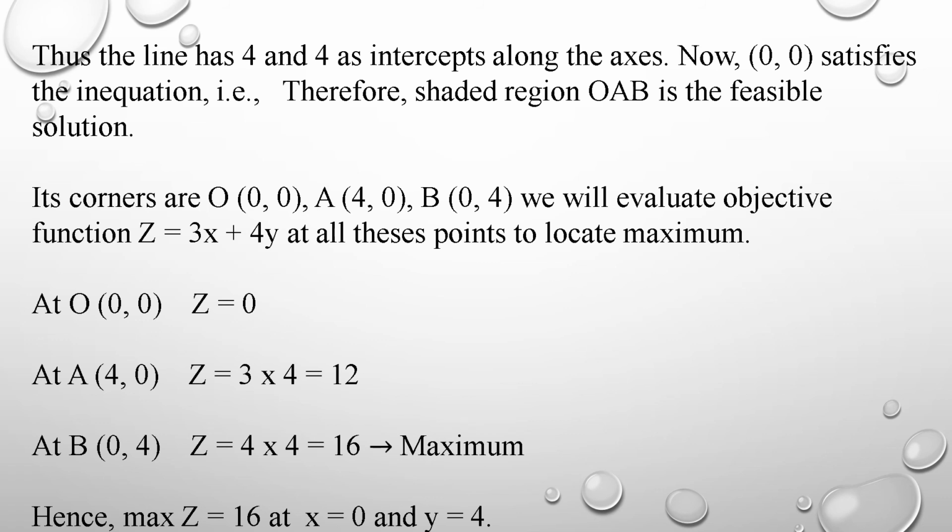Now at O(0,0) you find Z = 0. Place x and y both 0, Z will be 0. At A, that is (4,0), Z will be 12, and at B(0,4), Z will be equal to 16. Now you were supposed to find the maximum value and it is coming out at (0,4), that is Z = 16 is the maximum value. Hence maximum Z = 16, which is occurring at x = 0 and y = 4.